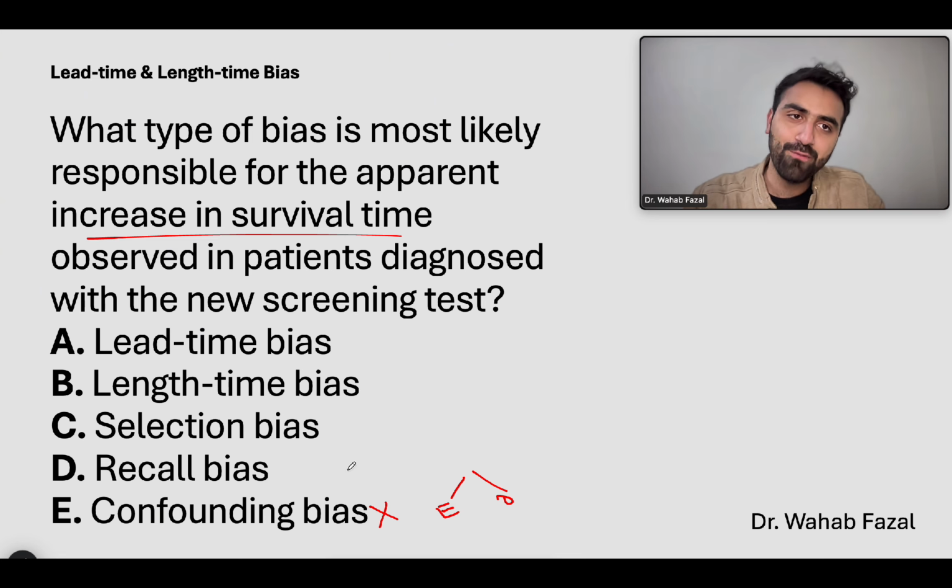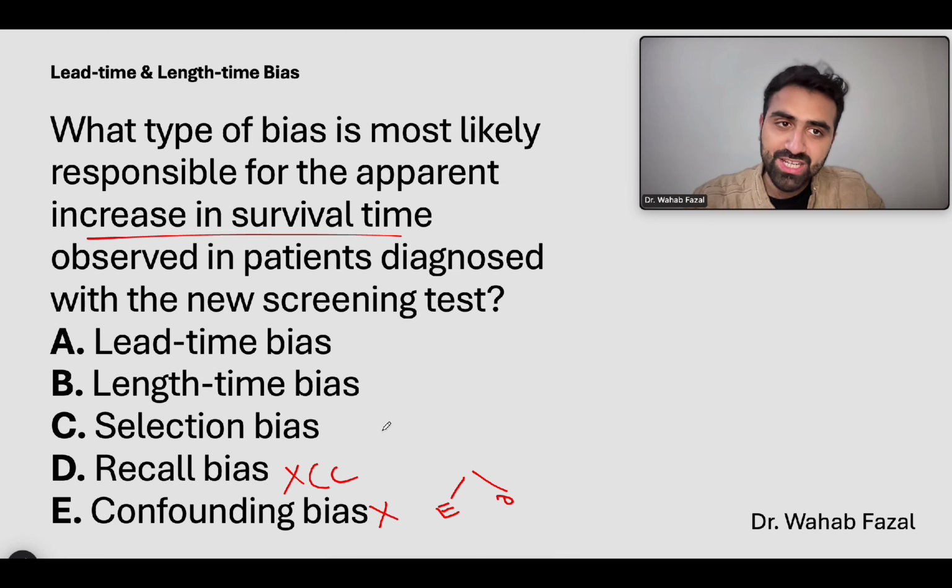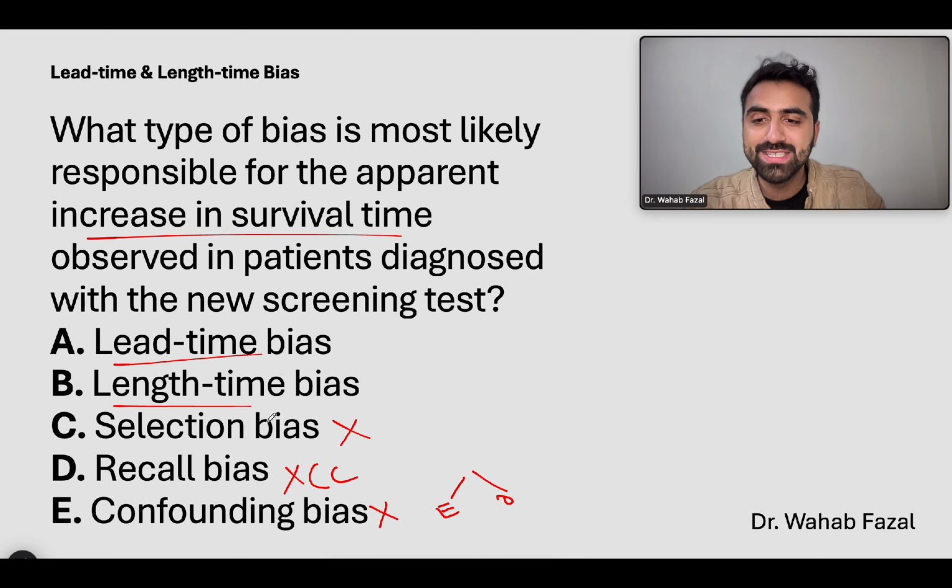Recall bias is a type of information bias I talked about in a previous video. Recall bias is bad. People with very bad outcomes tend to remember their negative exposure very easily, and it happens in case control type of studies. So no. Selection bias is when the sample you choose for a study differs from the actual population you want it to represent. So I don't think it's that. So now we have our two major contenders, lead time and length time bias.